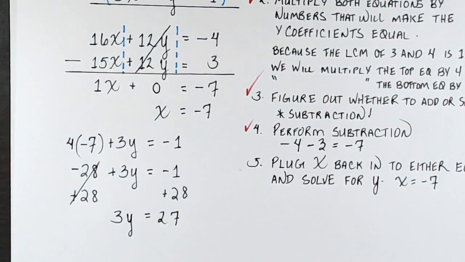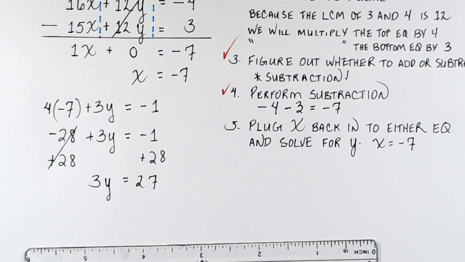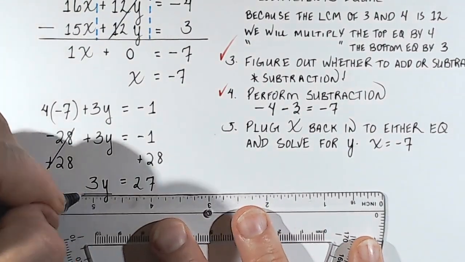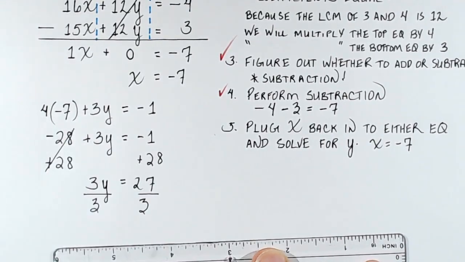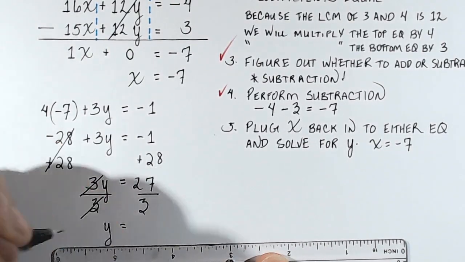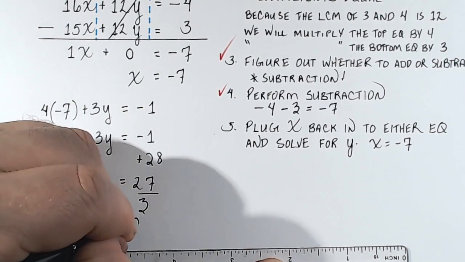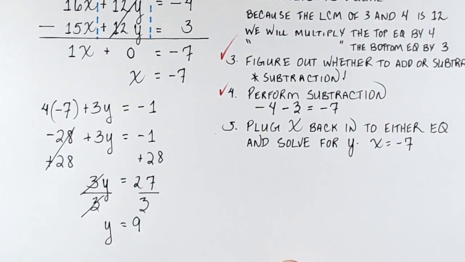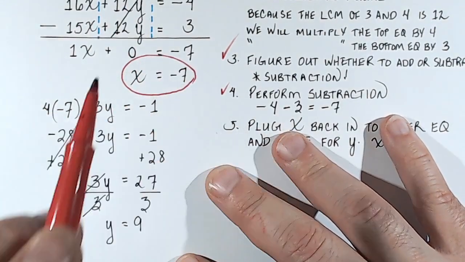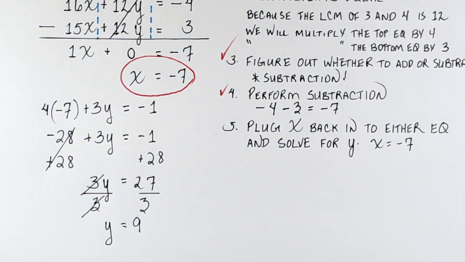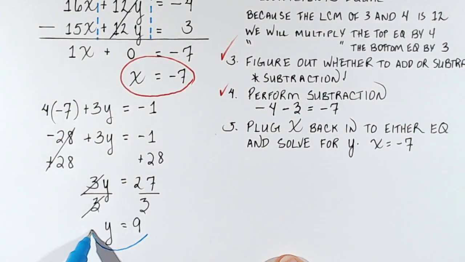Okay, so final step. Remember, we were hoping that y would equal 9. Okay, so we just divide both the left and the right by 3 and cancel these 3's here, and we get y equals 27 divided by 3, which is 9. So now we found that x equals negative 7, and we found here that y equals 9, which exactly matches what we found in MathWay.